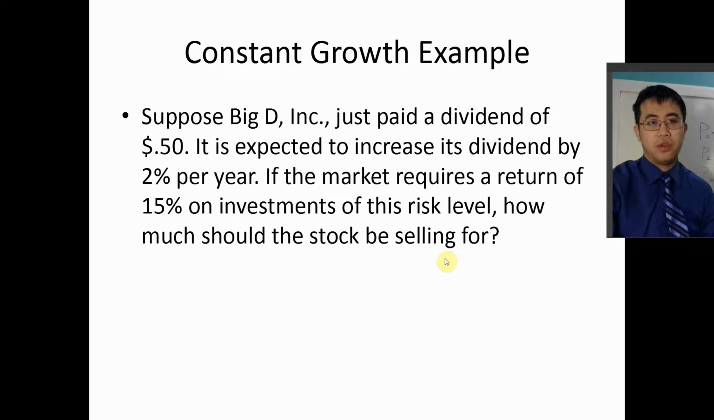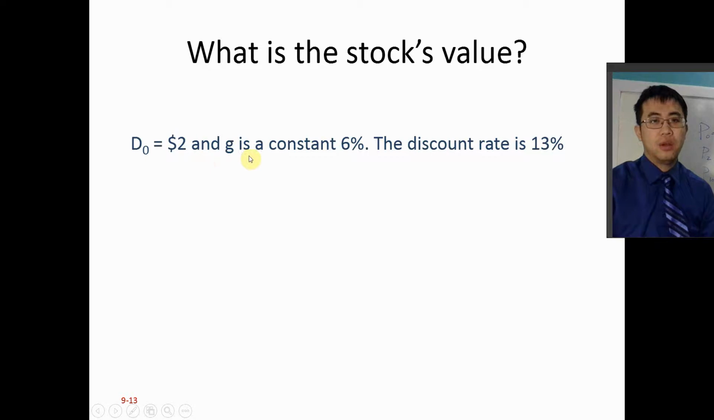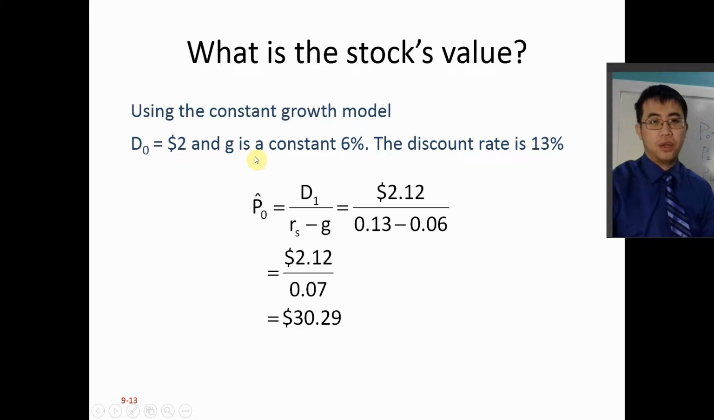If you use a mathematical formula to solve that, it's going to be quite easy, quite simple. You use the formula, which is price 0 equals dividend 1 over R minus G. R is the 15% required return, G is the 2% growth rate, and those are your numbers. This is how you solve it.